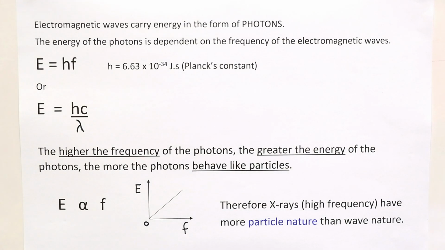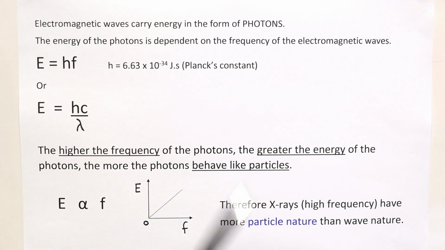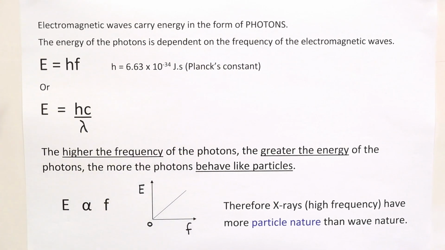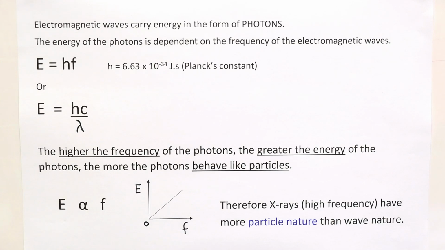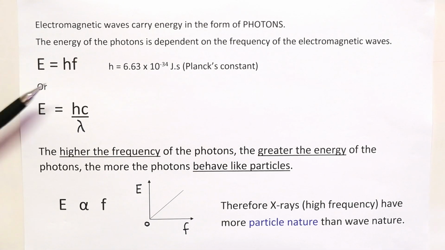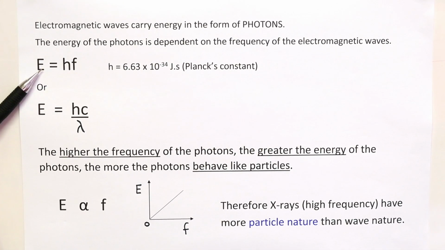Electromagnetic waves carry energy in packages, and we call these packages photons. Think of photo, which has to do with light. The energy of the photons is dependent on the frequency of the electromagnetic waves. As you can remember from the previous sketch that we had, gamma rays had the highest frequency, so the photons would have the highest energy. It's all according to this equation. This is the energy of your photons of your electromagnetic waves. So the higher the frequency, the higher the energy.